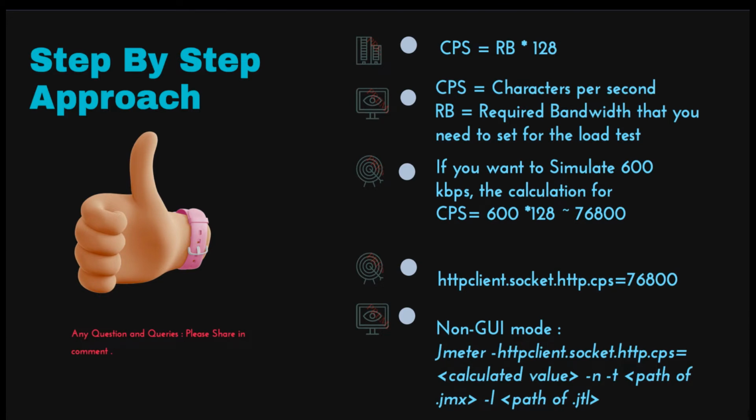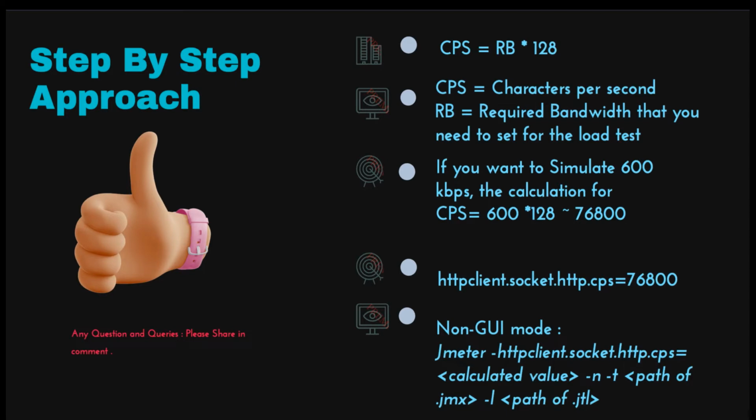We can set this CPS value in non-GUI mode as well. Here is the syntax for non-GUI mode. It should be jmeter -Jhttpclient.socket.http.cps= the calculated value. Here our calculated value is 76800, right? Then -n -t, followed by the path of the JMX file, then -l and the path of the JTL file.